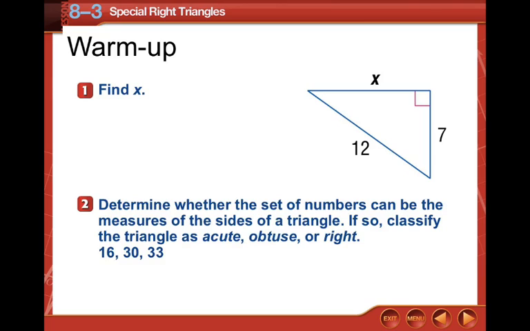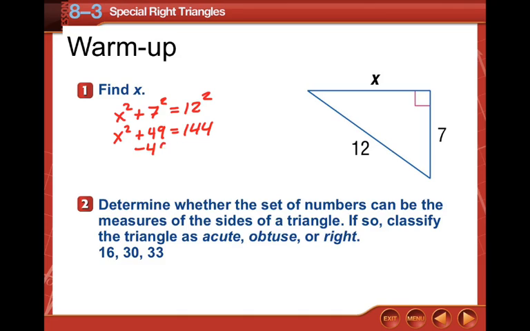Number 1, find x. X is one of the legs, since it does form the right angle. So that means it's either a or b in the Pythagorean theorem. So you're going to do x squared plus our other leg squared, which is the 7, equal to the only thing left, 12. So now we need to square everything. X stays squared like it is. 7 squared is 49, and 12 squared is 144.